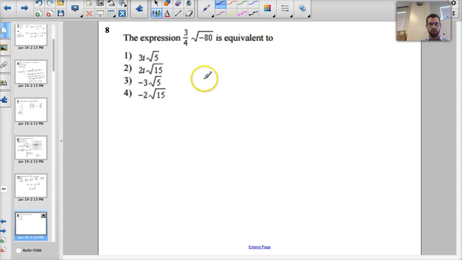So I made a mistake on that last one. Little hiccup, so I'm doing it again. I've got 3/4 times the square root of negative 80. So first of all, I see I've got a negative under a radical. That's going to turn into an i. So I know I've got to have an i in it, which means answer choices 3 and 4 can't be right. Let's simplify the radical now.